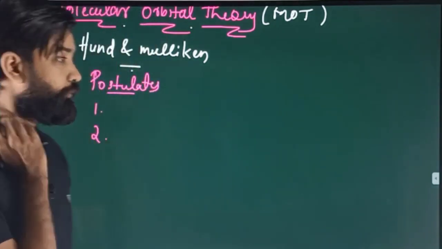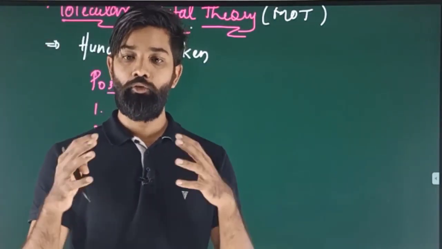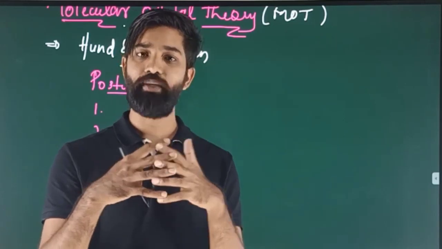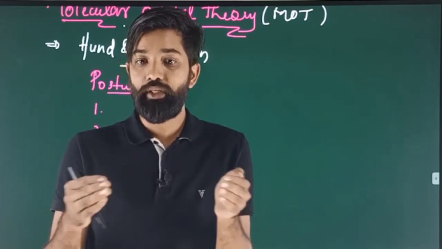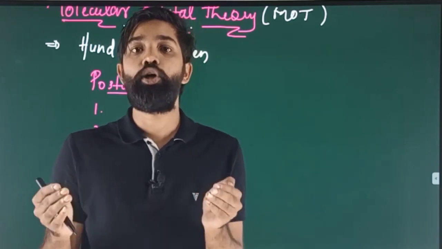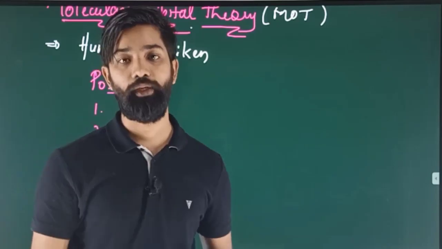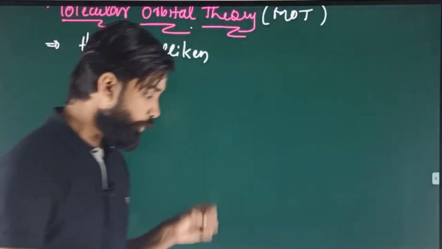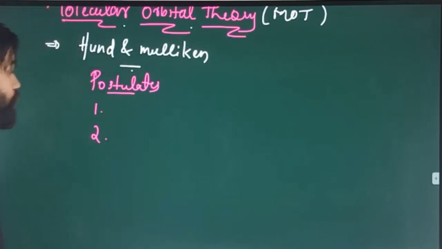Second postulate: we know that atoms combine to form a molecule. So when atoms combine to form a molecule, the atomic orbitals of the atoms also combine to form molecular orbitals. So the next point: molecular orbitals are formed by the linear combination of atomic orbitals.